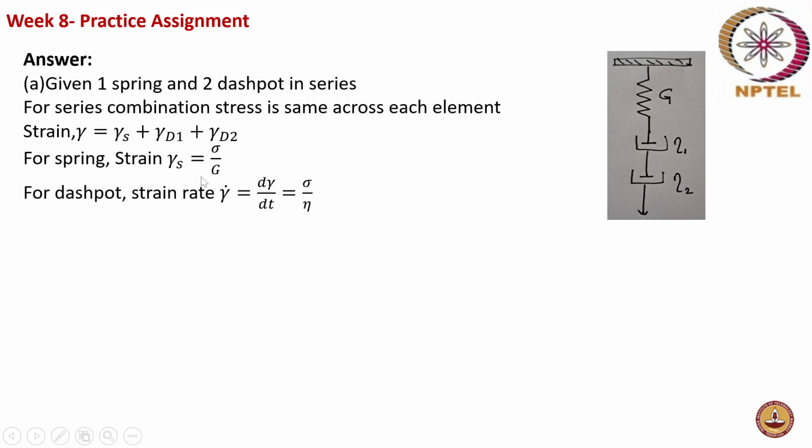Next, for the dashpot element, stress is proportional to strain rate and the constant of proportionality is viscosity. Rearranging that, strain rate is equal to stress by viscosity. That is what we have written in the second part. So for dashpot element 1 it will be sigma by eta 1, and for dashpot element 2 it will be sigma by eta 2. Now we have three relations, correct? Now we have to combine these terms to form the overall constitutive relation.